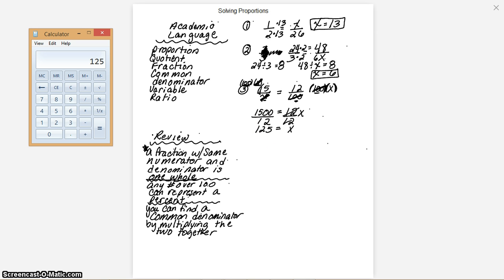So 125 is my variable in this particular case. And it doesn't matter which way you write this. I always like to put my variable first in my answer, so I'm going to rewrite it as x. My variable is equal to the number 125. These are the same. These are saying the same thing. I just always like to put my variable first.